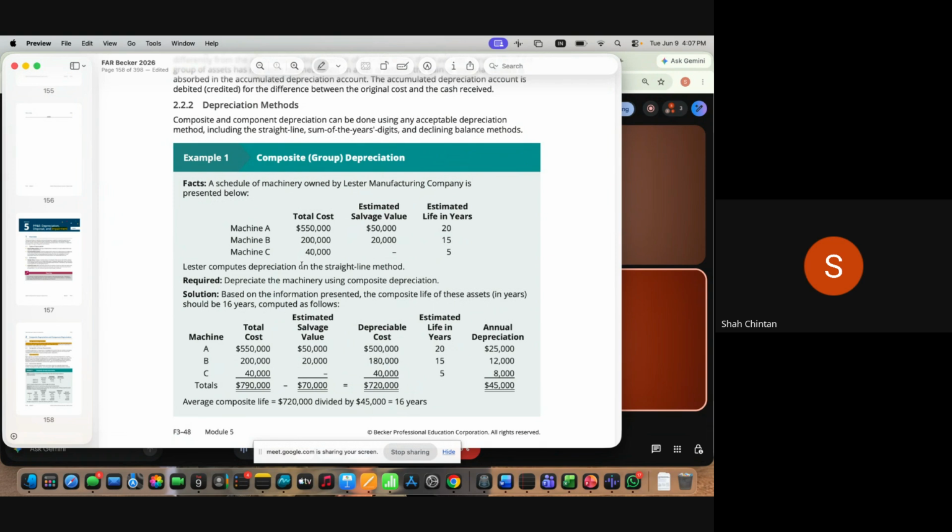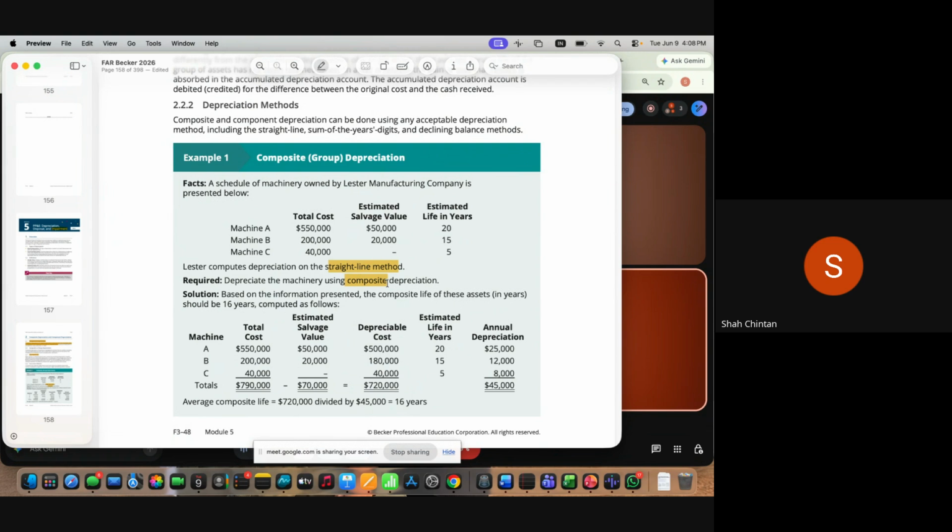So suppose a schedule of machinery owned by a Leicester manufacturing company is as under. You have three machinery, machinery A, machinery B, and machinery C. And let's calculate depreciation on a straight line method. Now depreciate the machinery using a composite depreciation. It means all the assets are treated separately. You are treating each component of the group asset as a separate fixed asset. Or you may be asked to calculate depreciation based on the group depreciation.